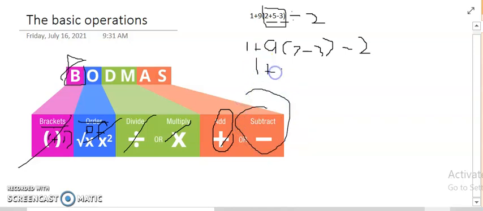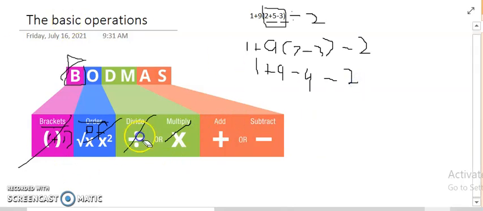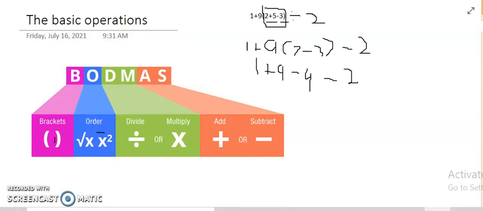1 plus 9 minus 4 minus 2. Now we also have BODMAS in this question here too. So let's check for the basic operations we have in that question. Do we have brackets there? No. Do we have of there? No. Do we have, oh sorry, this is divide. This is division.